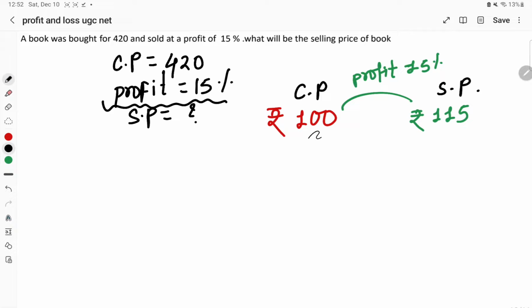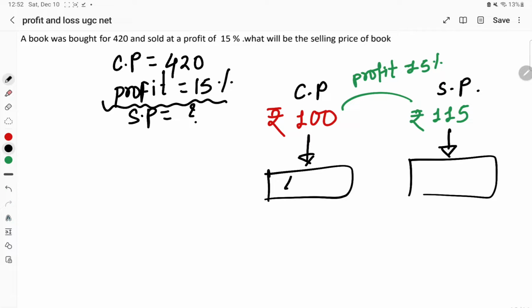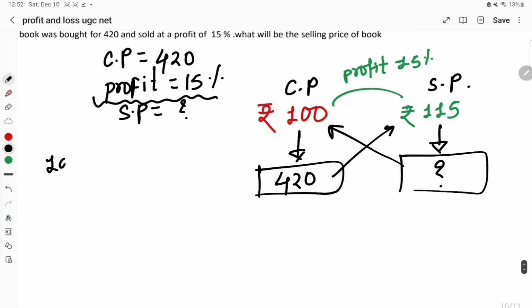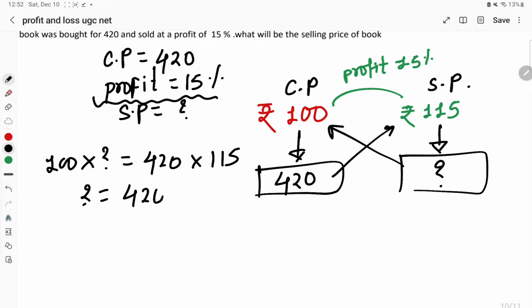Third step, most important, what you have to do is write down what is given in the question regarding the cost price and the selling price. Cost price given in the question is 420, selling price is not given, question mark. Simply cross multiply these values. Okay, this is the third step. After cross multiplication, 100 into question mark is equal to 420 into 115. So the value of the question mark will be 420 into 115 upon 100.